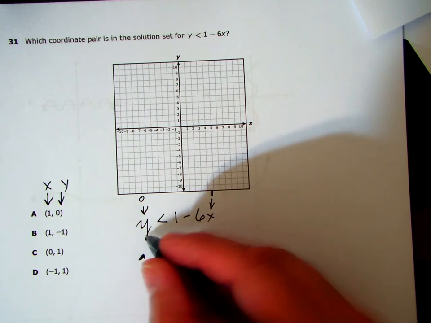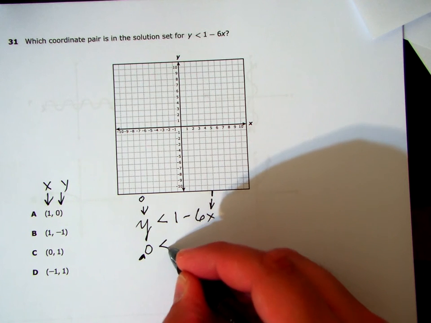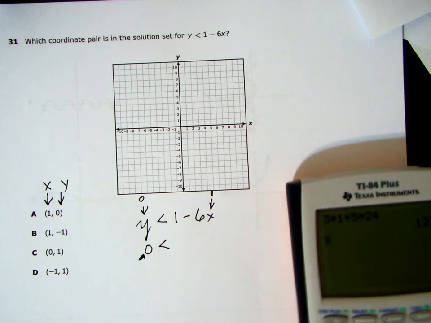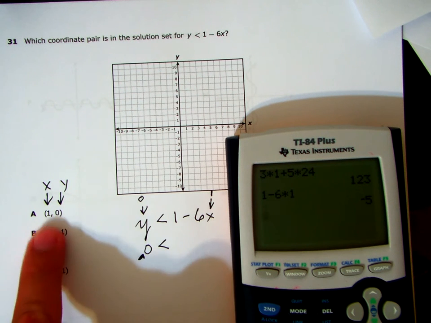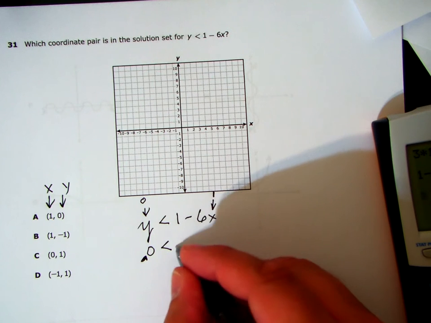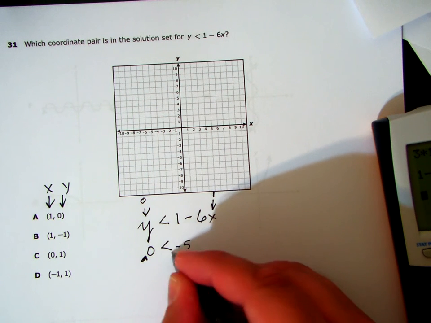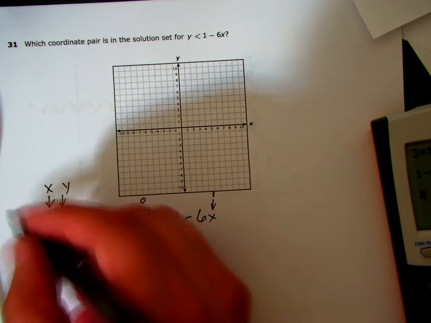If y is 0, so 0 is less than, and then we'll say 1 minus 6 times what? 1 for x, right? That's what we got here. X is 1. What do you get? -5. So 0, is it less than -5, y'all? No, it's bigger, because a negative number is small. So it cannot be A.